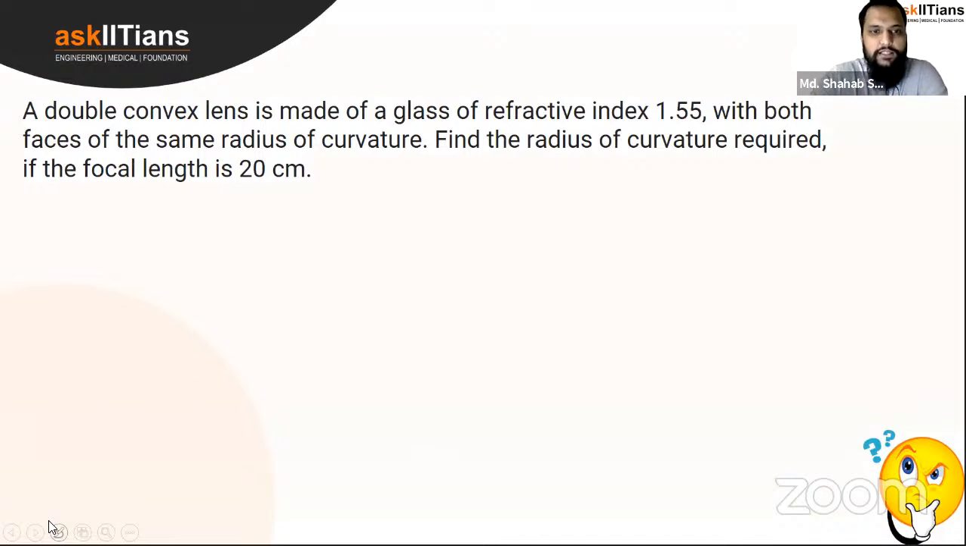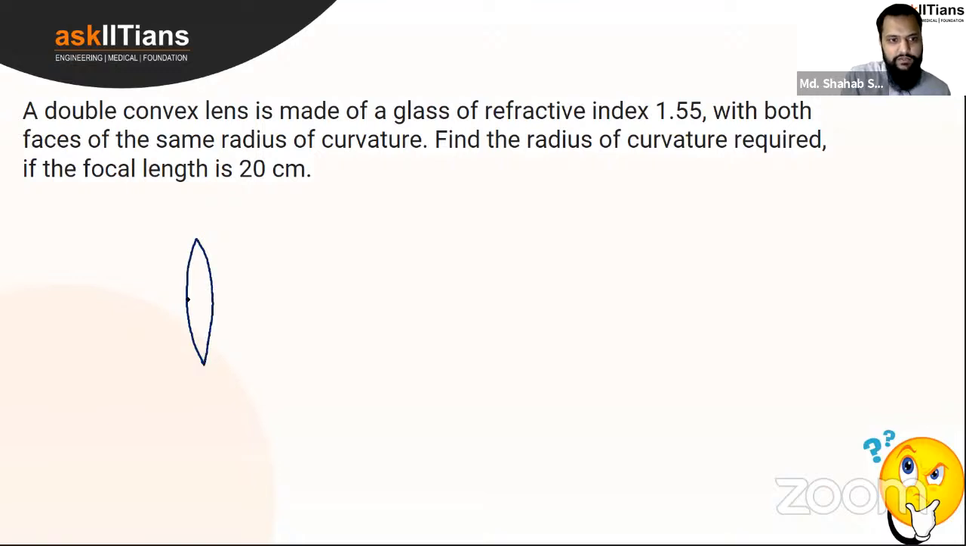A double convex lens is made of a glass of refractive index 1.55 with both faces of the same radius of curvature. Find the radius of curvature required if the focal length is 20 centimeter. Now, when you read the question, try to recall what is the concept behind. The concept is that you have a double convex lens. So you should know what is double convex lens. That means both sides of the lens is convex. So this is double convex lens, right?